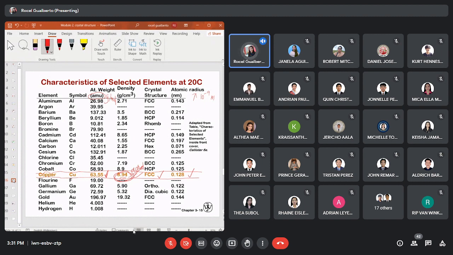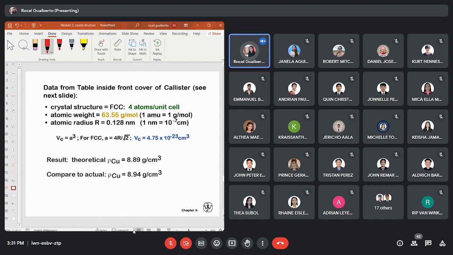Are you following what was said? Yes po, ma'am. Okay, so this is how you solve for the density. From the table, you have the crystal structure, FCC. We know that for an FCC, there are 4 atoms per unit cell. So if you know the structure, you can immediately identify the value of N, the number of atoms per unit cell.